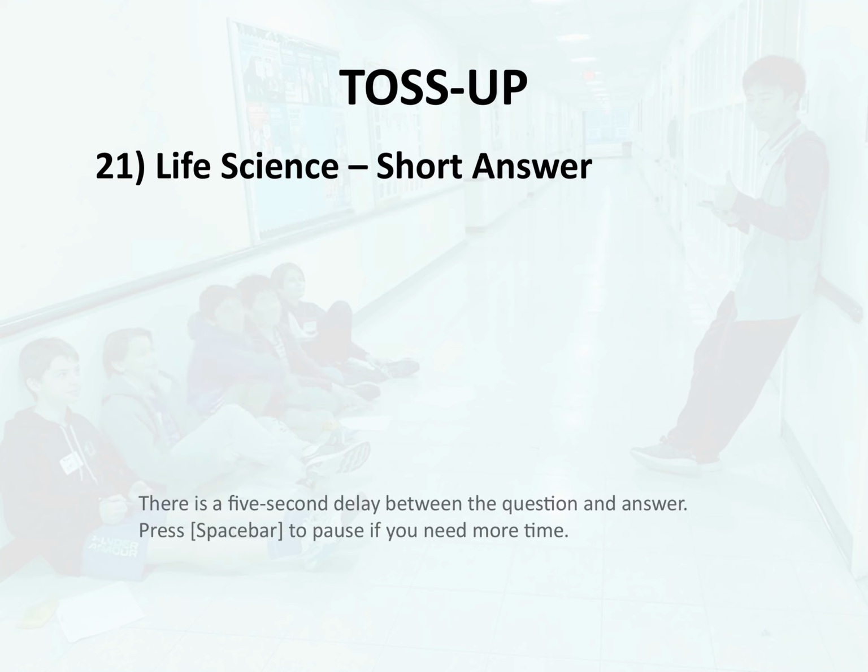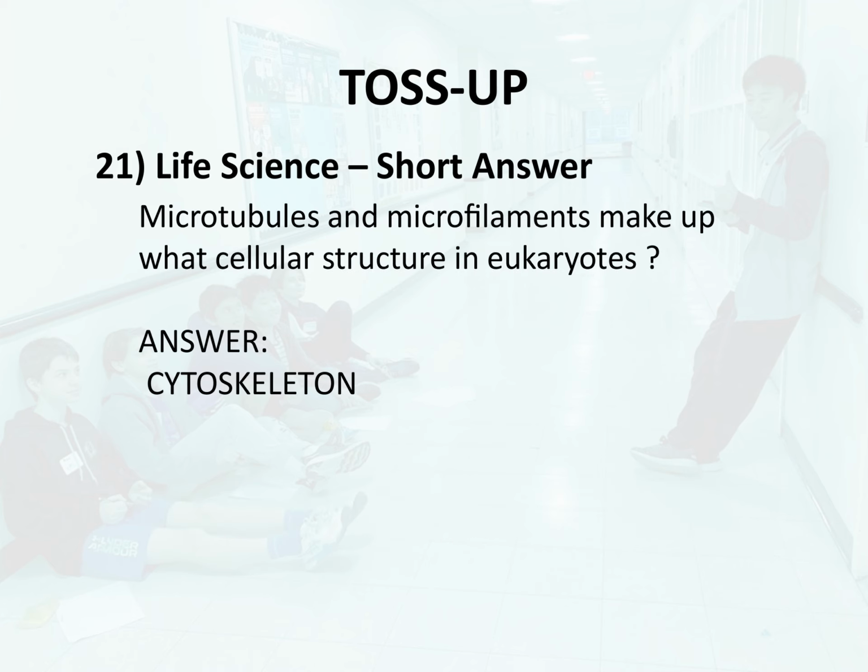Toss-up 21. Life science, short answer. Microtubules and microfilaments make up what cellular structure in eukaryotes? Answer. Cytoskeleton.